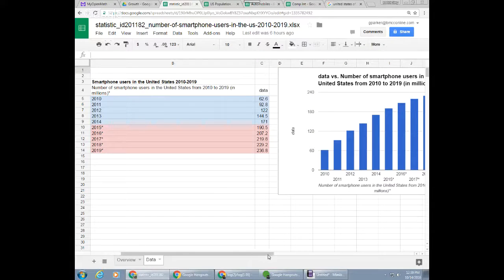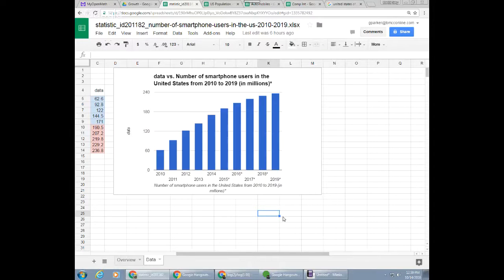But I did find one site that had data on the U.S. that looked pretty reasonable. So this was the number of smartphone users, not number of smartphones, because some people have more than one. Do you know anybody with more than one smartphone?